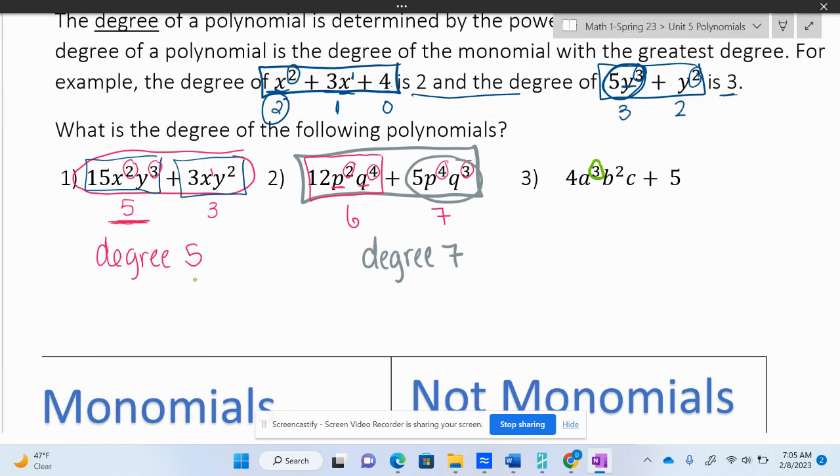So 3 plus 2 plus 1 is degree 6, and this doesn't have any variable term, right? No variable term. And really it could have any variable, but it's to the power of 0. Remember, any number to the 0 power is 1. So that's essentially saying 5 times 1. So this is degree 0. So this polynomial is degree 6. Okay? This polynomial is degree 6.